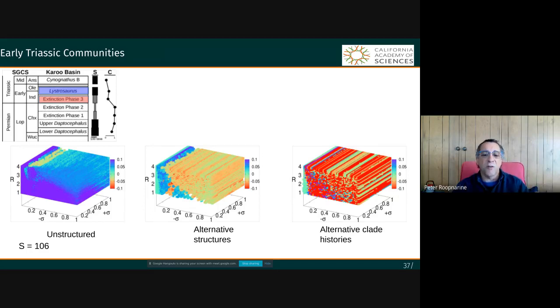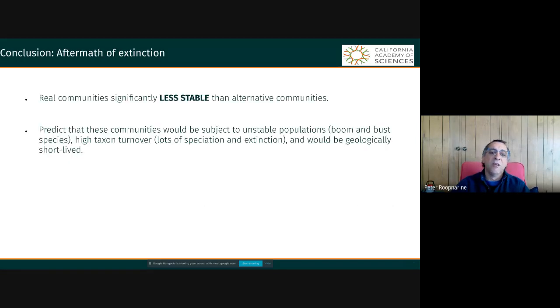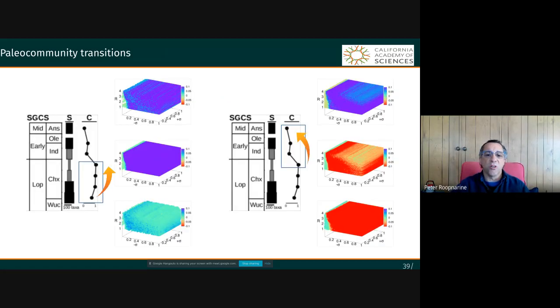And Lysosaurus, even though it's spectacular, does not last a very long period of time. So the lesson there is that our real communities in the aftermath of the mass extinction were significantly less stable than our dreamt up alternatives. We would predict that those communities would be subject to unstable populations and would be geologically short-lived.